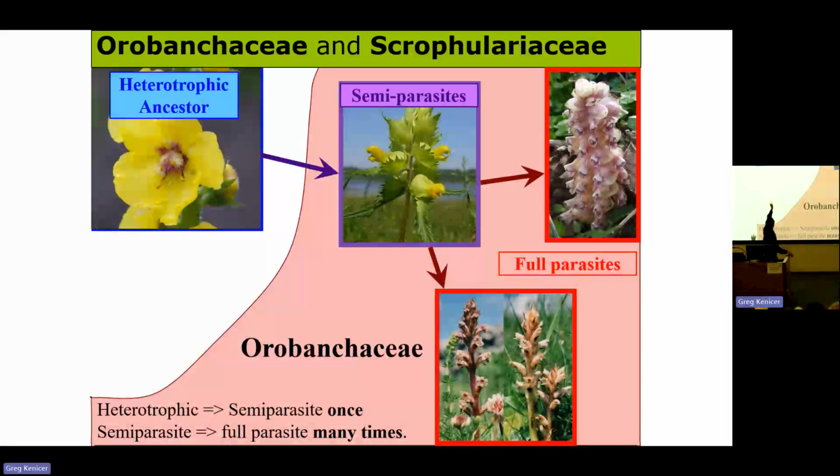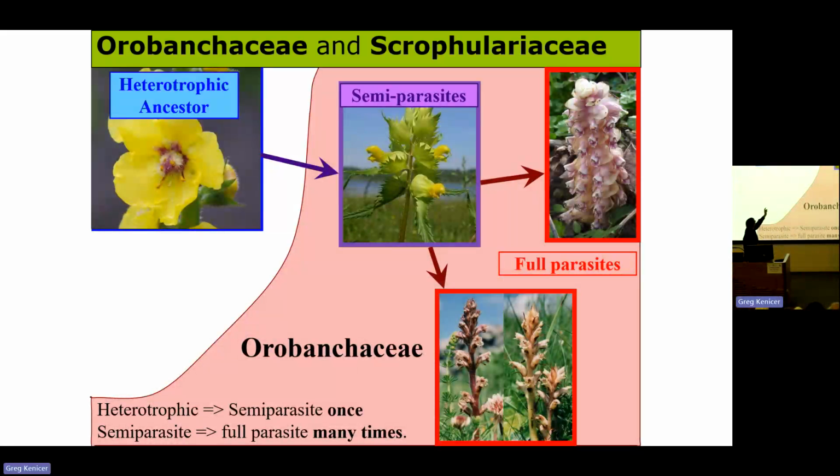You have a heterotrophic ancestor, sort of general scruffy thing. It evolves to become a semi-parasite. Now, think about it. Evolving to be a semi-parasite is difficult to do. You've got to evolve an entire system for stealing photosynthate from another organism. It's difficult. But to go from being a semi-parasite to being a full parasite, all you've got to do is lose the ability to photosynthesize and not die. And everybody here at some point in their life has lost something, and everybody here so far has not died. So it's very, very easy to do.